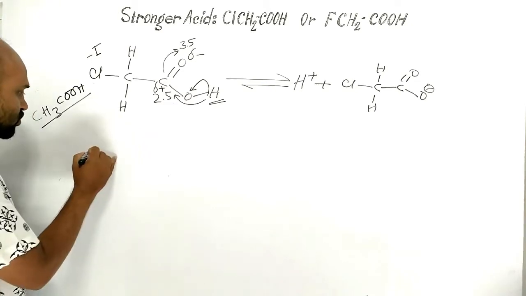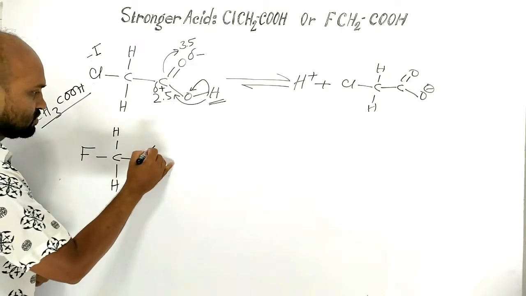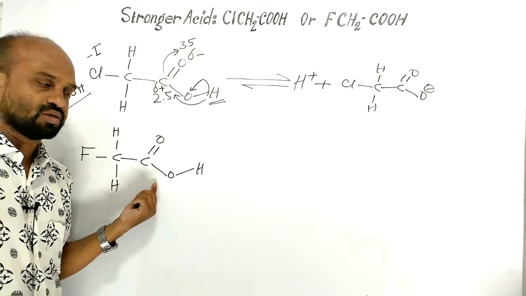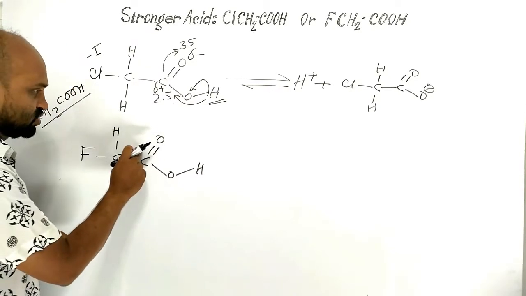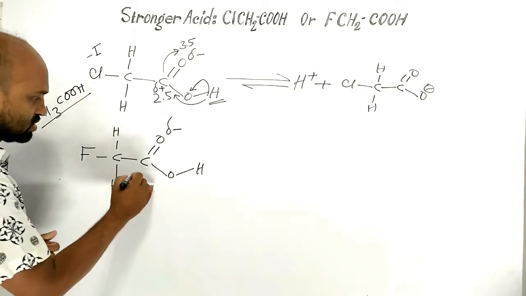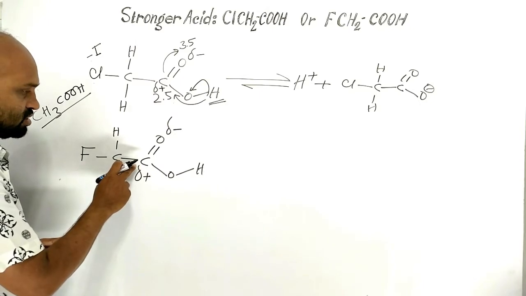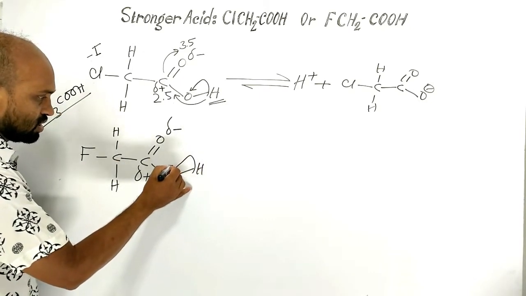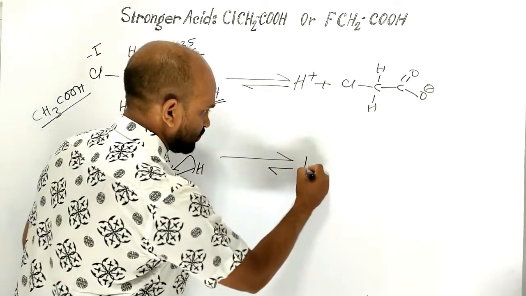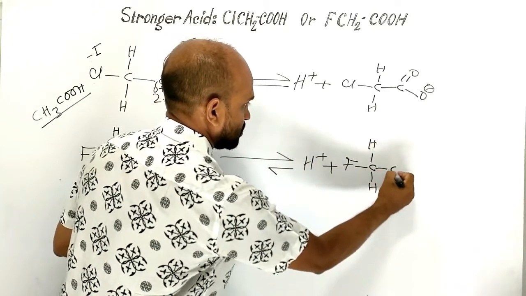Now let's see about fluoroacetic acid. This is the structural formula of fluoroacetic acid. Here this bond gets polarized and oxygen becomes partially negatively charged, carbon gets partially positively charged. Because of this positive charge, this bond undergoes heterolytic fission, and as a result this hydrogen gets freed as a proton and fluoroacetate ion is formed.